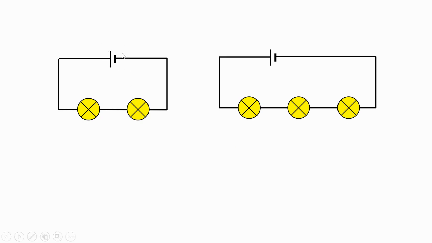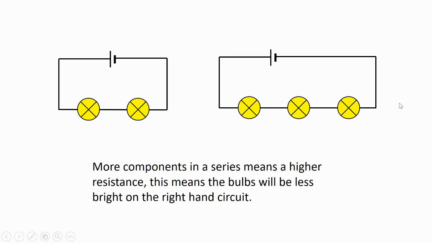So if this had 3 volts of energy, how much is this one going to get? 1.5. How much would this one get? 1.5. What about the right-hand circuit? If this had 3 volts of energy, then this is going to get 1, this is going to get 1, and this is going to get 1 volt of energy. What also will happen is because that energy is being shared out between more components, the bulbs are going to get dimmer on the right-hand side. So each bulb gets less energy, and if something gets less energy, you can probably realize it's going to be less bright.